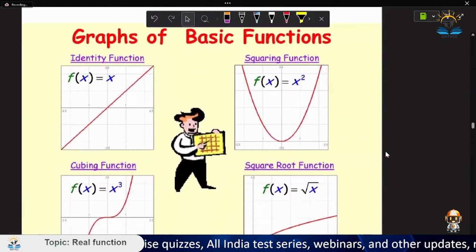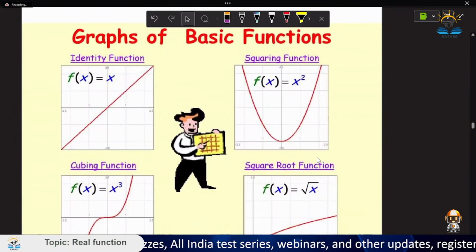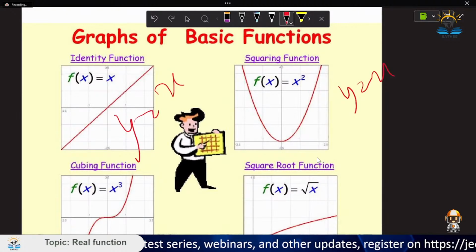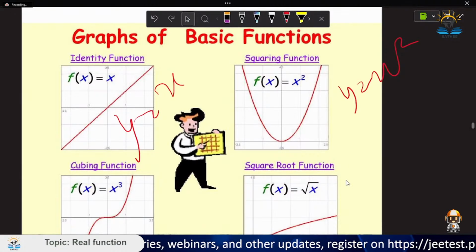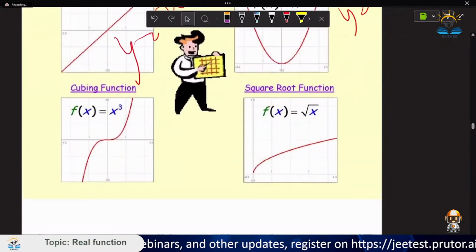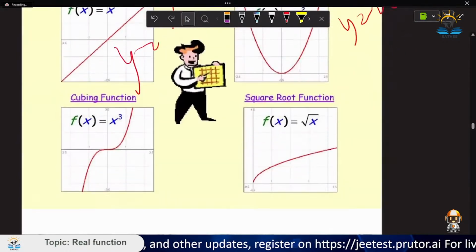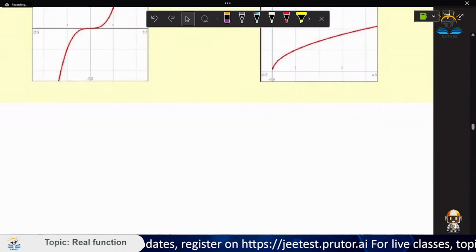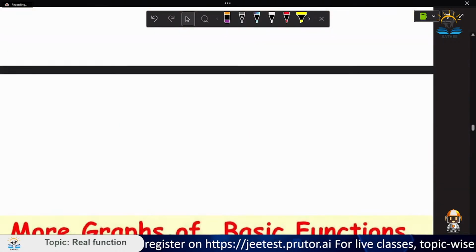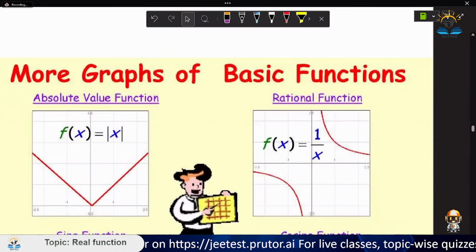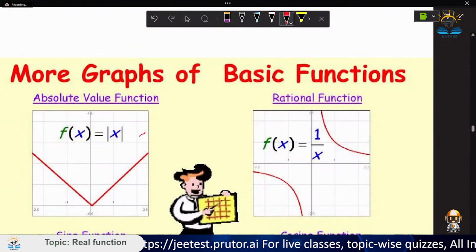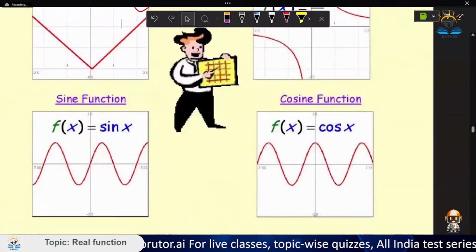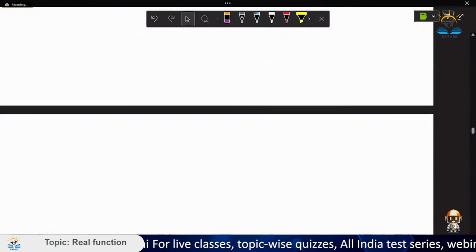First we have an identity function, which is just y equals x. You can check it out. Then y equals x square, which is a parabola, a standard parabola. Then we have the cubic function and the square root function. These are standard functions. You have to remember the graphs in these questions. Then we have the absolute value function, which is also a very important graph. Then we have the rational function. You will also see that cos and sine graphs are really important.